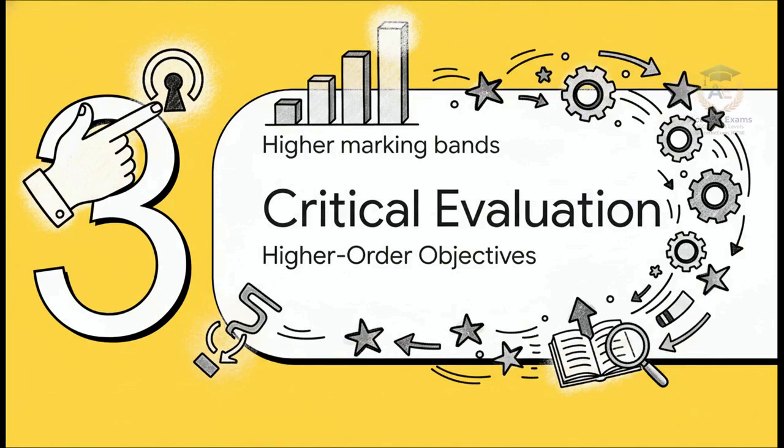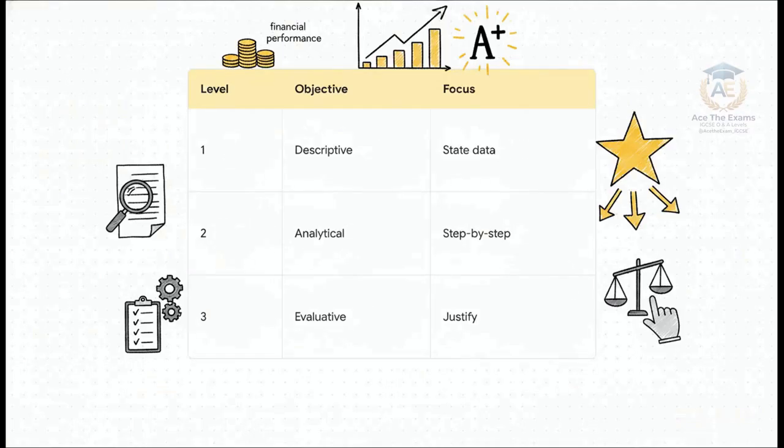This is where we unlock the highest marking bands. Welcome to the interactive portion of our workshop. Let's look at the hierarchy of assessment objectives, or AOs. Higher order assessment demands that you push past mere description. Level 1 is AO1, descriptive knowledge.